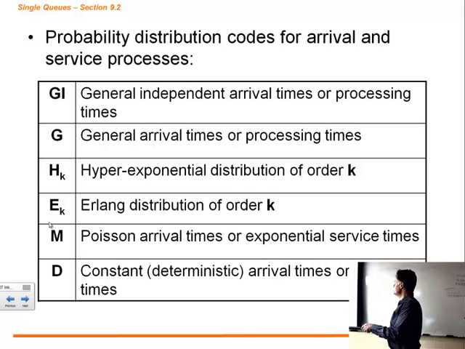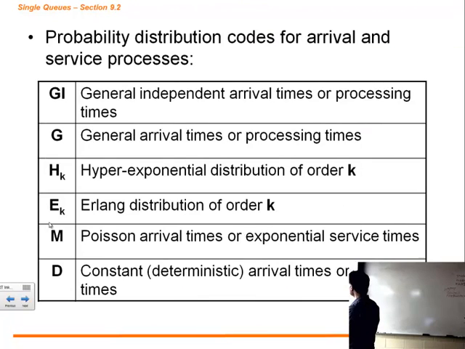M is Poisson arrival times or exponential service times. That's what M means. And D means constant arrival time. So arrivals come at regular intervals. And that's for arrival times. If you have the D in the service time slot, it means all customers take the same amount of time to be served. That's what it means.